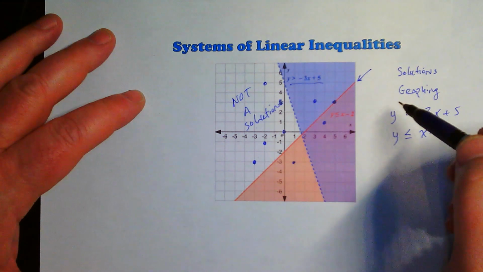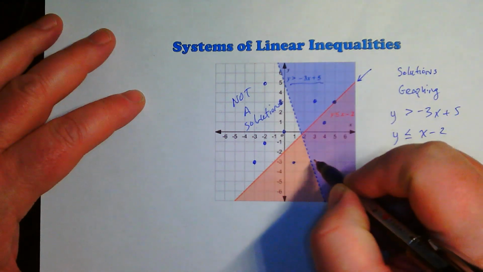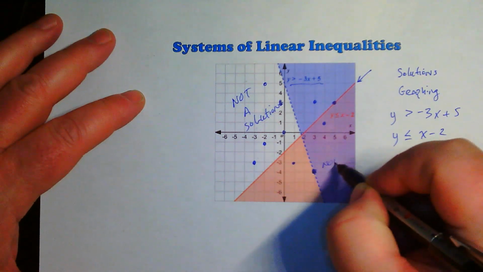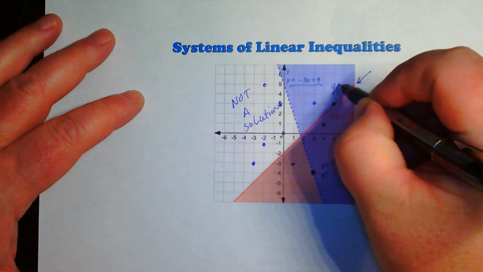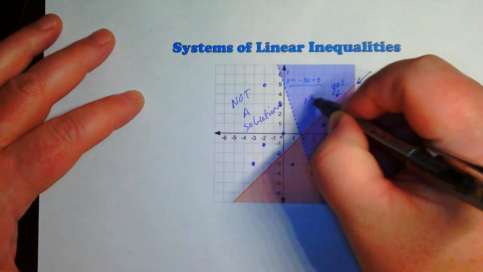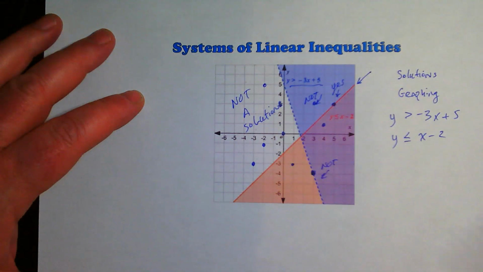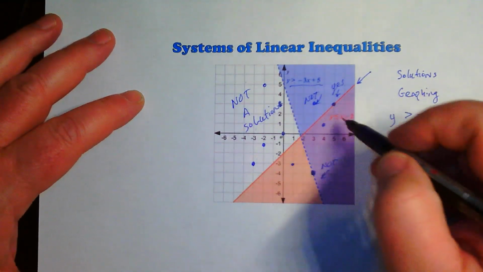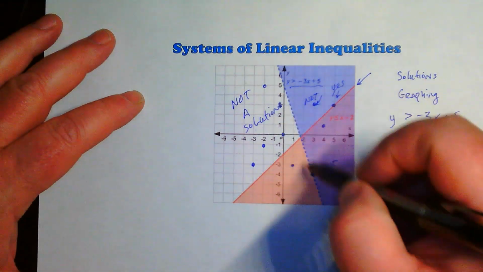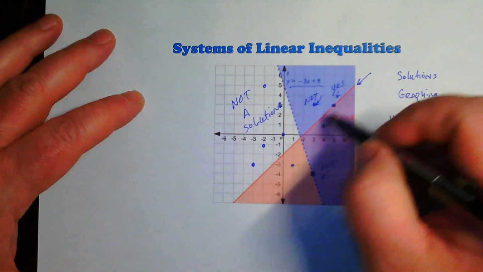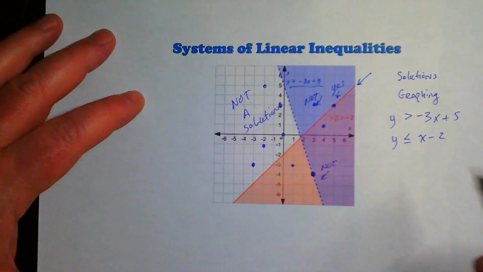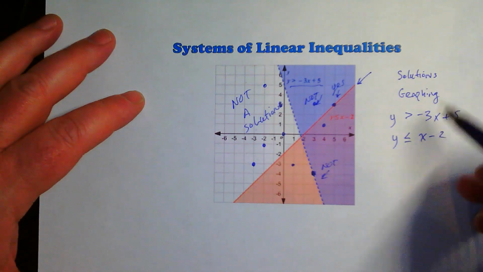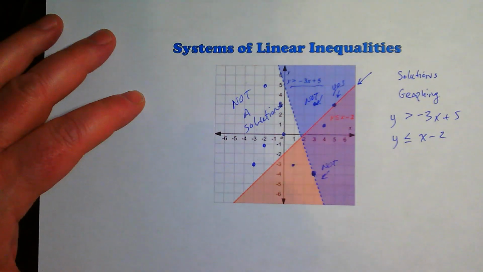Let's do a couple of examples and see some that are and some that aren't. For example, this point right here is not. This one is not. This one is, but this one is not. And this one is, and all of these are not. Everything in here is a yes. Everything outside of this little area is a no. Again, in order to be a solution to a system, the point has to work for both.